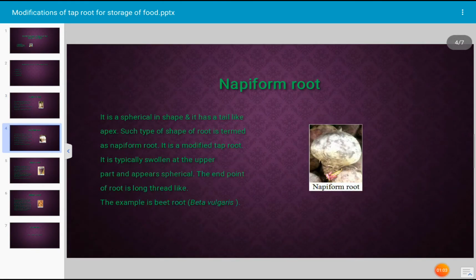Next, this is the example of nappiform root shown in the photograph. It is spherical in shape and it has a tail-like apex. Such type of shape of root is termed as nappiform root. It is a modified taproot. It is typically swollen at the upper part and appears spherical. The end point of the root is long and thread-like. The example of the nappiform root is beetroot, as shown in the photograph.